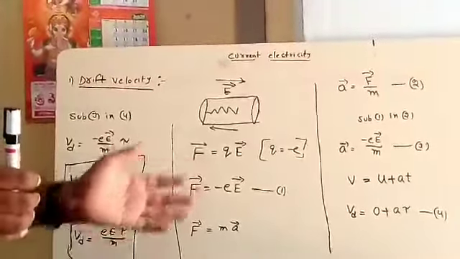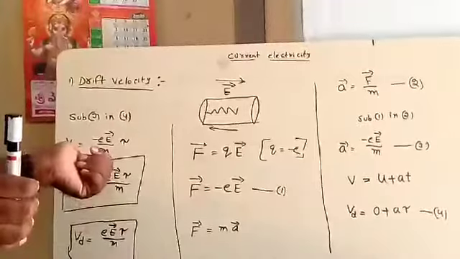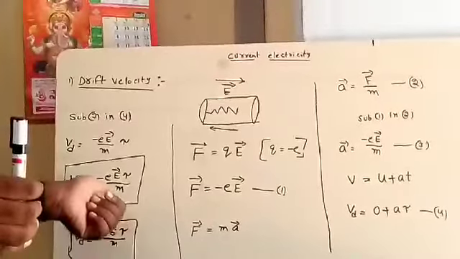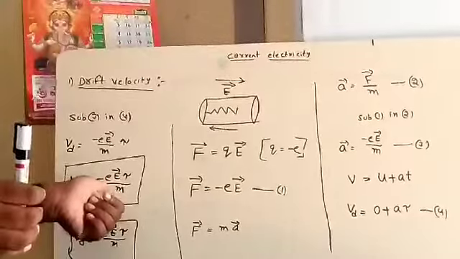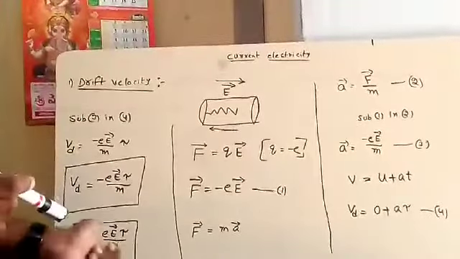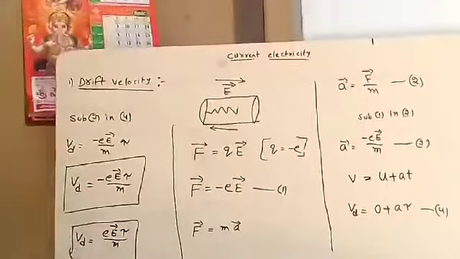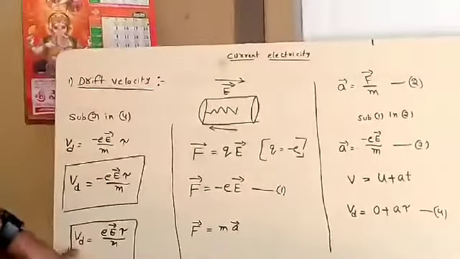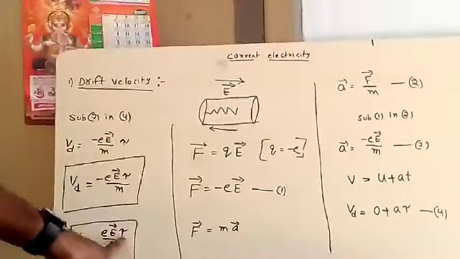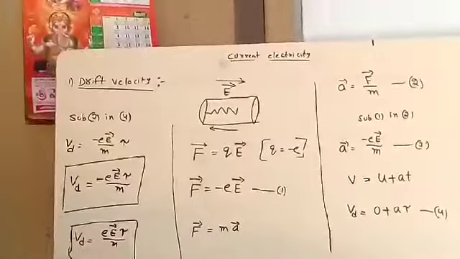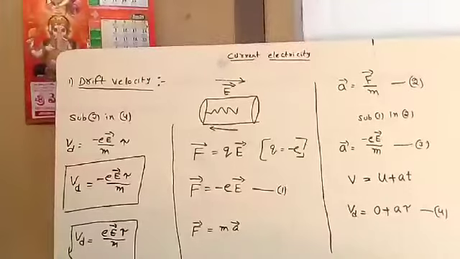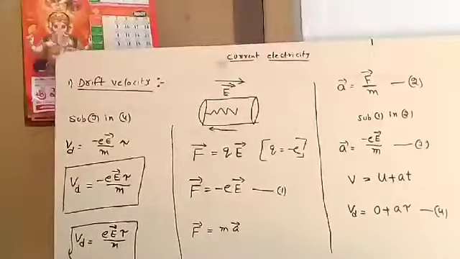Then I substituted, and finally from equation 4 and equation 3, I can get v d bar is equal to minus e E bar tau by m, and v d is equal to e E tau by m. This is the vector form and this is the scalar form, because in vector form I have considered the minus, but in scalar form there is no need to, so finally the drift velocity v d is equal to e E tau by m. Once again, see the terms used in this equation: v d stands for drift velocity, e is the charge of the electron, E is the electric field, tau stands for relaxation time, and m is the mass. What is the relaxation time? I already told you the relaxation time is nothing but a small time interval between two successive collisions of an electron and an ion, so we call it the relaxation time.